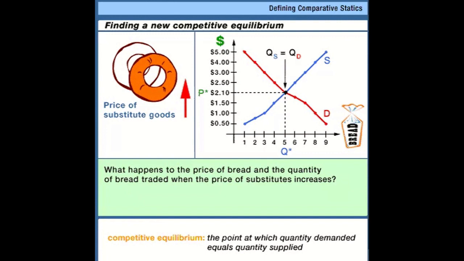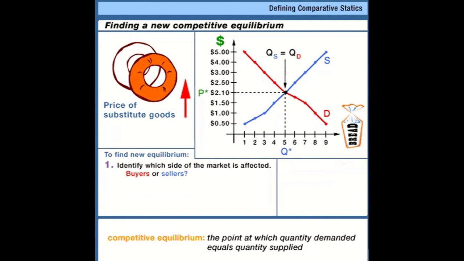The first step is identify which side of the market is affected. If the price of bagels goes up, who cares, buyers or sellers? The answer is buyers care because bagels are a substitute for bread for consumers. That's the first thing you need to resolve. Who cares, buyers or sellers? Because that tells you which curve you're going to be shifting.